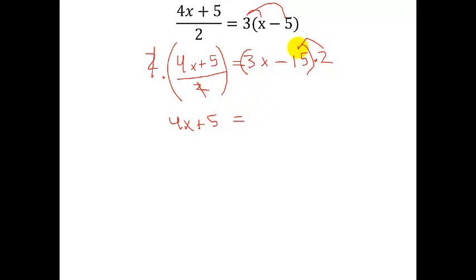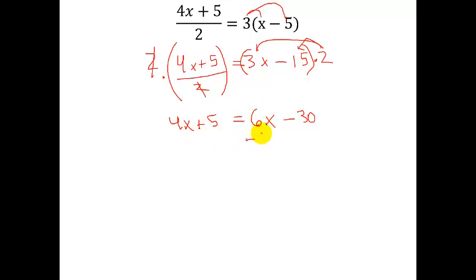Now the 2 needs to distribute. That's why putting those parentheses were very important. It's happening to the entire side. 2 times 3x will give me a 6x minus 2 times 15 gives me 30. And now it's nice and clean. Both sides are in a kind of a simple form that I can work with.